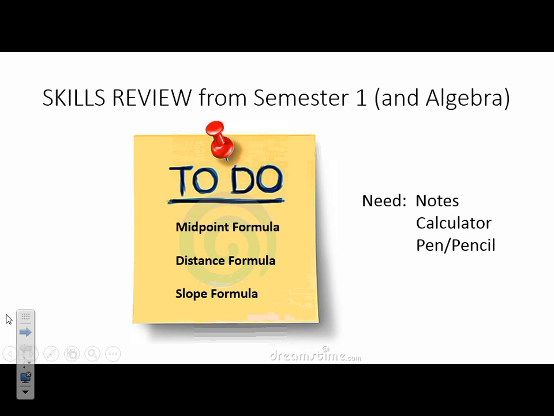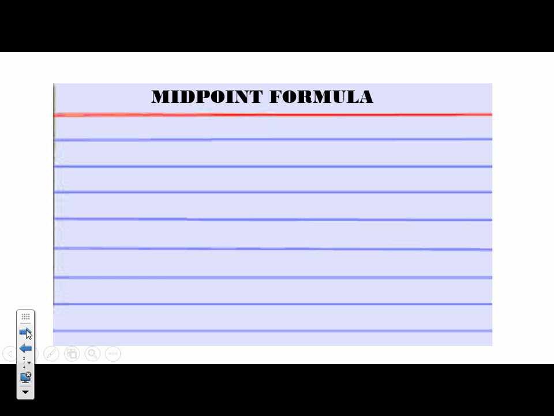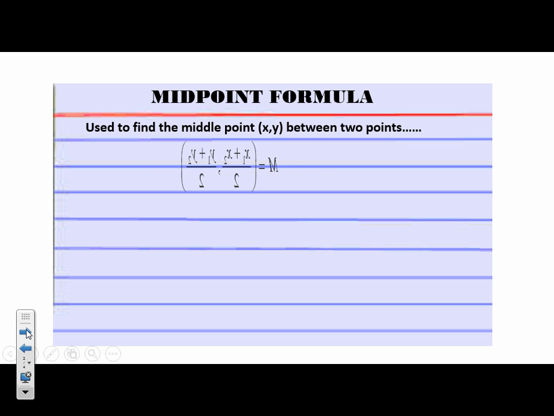The first thing you need to make sure you have in your notes is the midpoint formula. The midpoint formula is useful to find the middle point between two other points that are given to you. And by point, we literally mean an XY coordinate on a graph. Here's what that formula looks like.